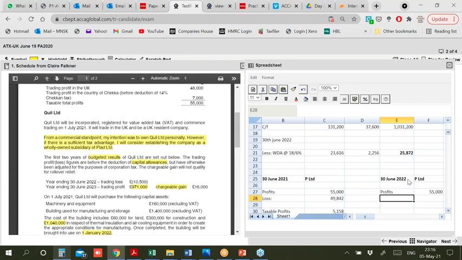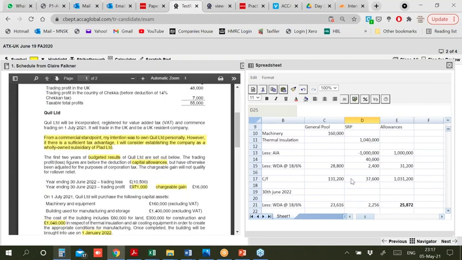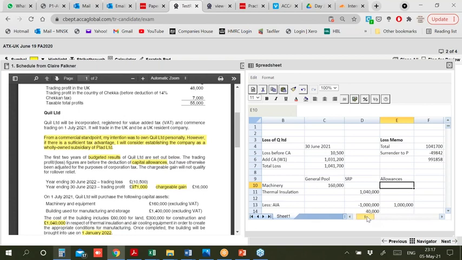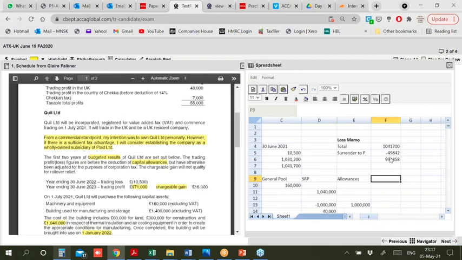Now guys, here you have to remember a key rule. Next year, the losses of Q Limited cannot be directly surrendered to P Limited because Q Limited itself became profitable in the next year. Here you can see in the question, Q Limited has 971,000 of profit. So you first have to set off the remaining losses against its own profit, and if there are any remaining losses, they can be surrendered to P Limited. So I'll go to the loss memo, and in the loss memo, I'll check how much losses are left. The losses are 991,858. It means currently I can see that there might be some losses left after deducting.